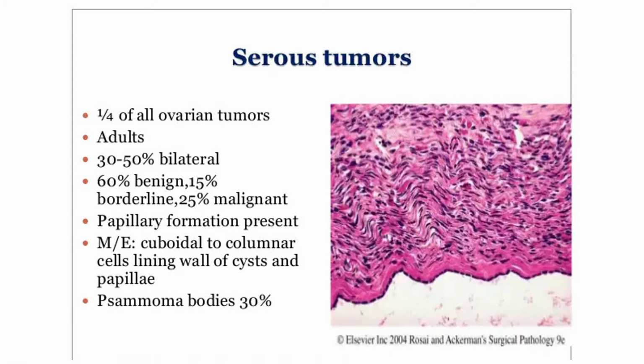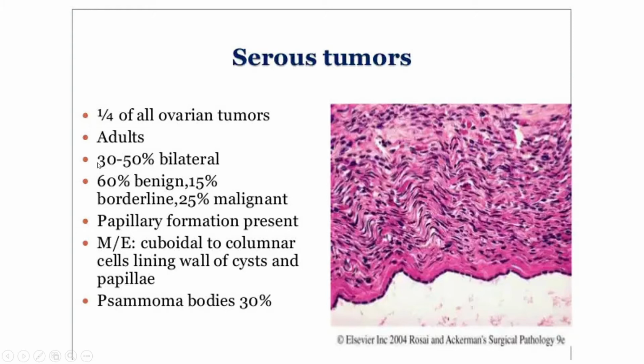60% are benign. Benign, as I already explained. 50% are borderline and 25% are malignant. Malignant means the cancer is transferred from one place to another. It means if the cancer occurs at the ovaries, it can spread to the breast. It can spread to the lungs.